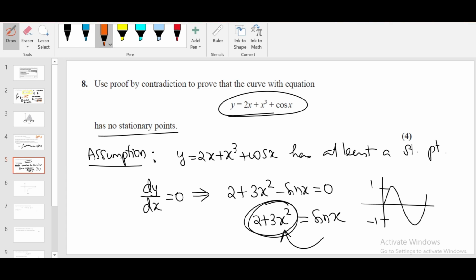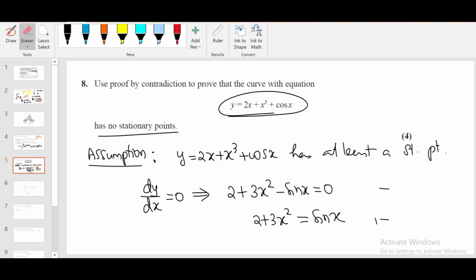Otherwise you can do this actually. Take 3x squared, 2 plus 3x squared will be somewhere here, intersecting at 2. So no point of intersection between these two graphs. So what are we going to write as the concluding steps?